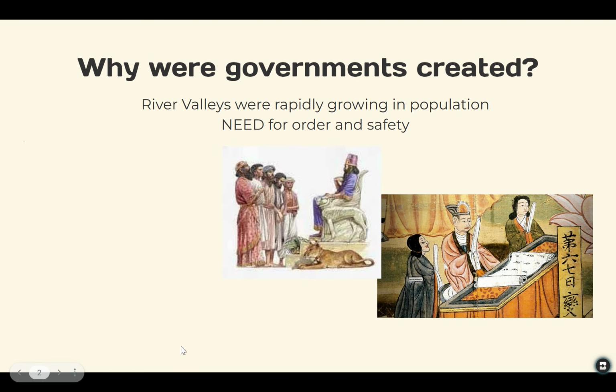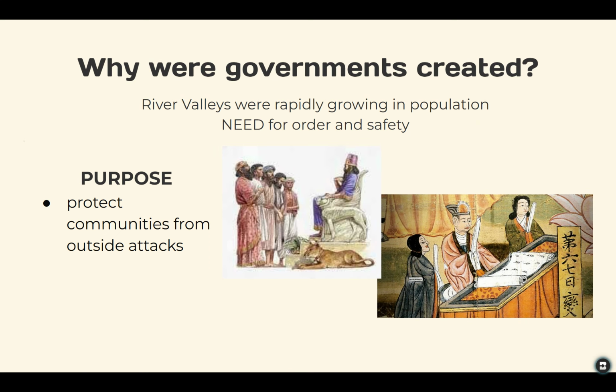All right, well, we want to look first at why governments were created. It was really due to this rapidly growing population, and what they needed were two things: order and safety to keep the civilizations growing. So there were four main purposes of why governments came about. The first one was obviously to protect communities from outside attacks. You don't want to be attacked. You're not going to survive if you are attacked. So, to help with protection.